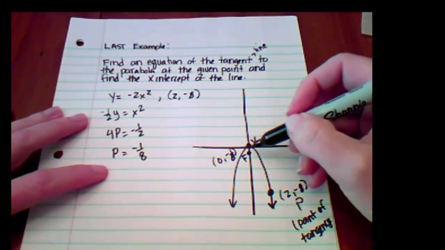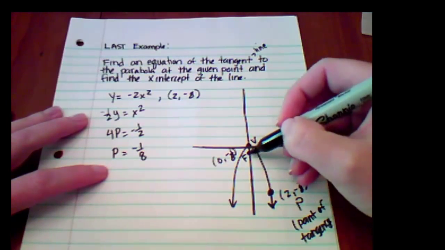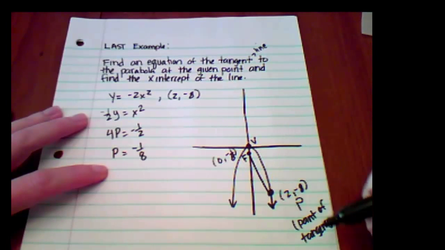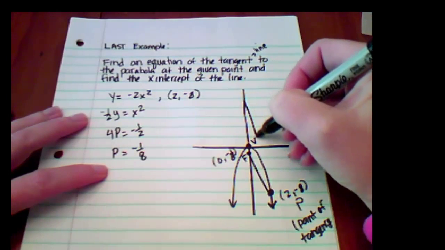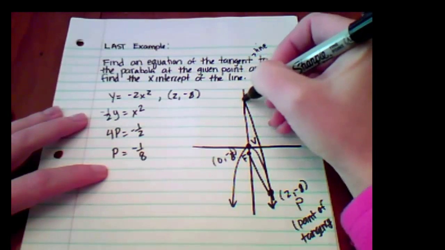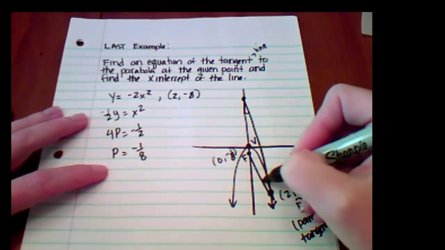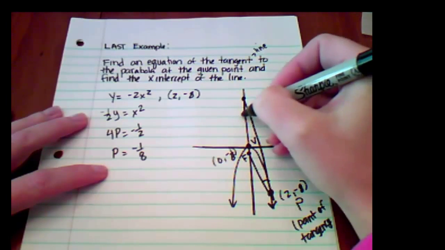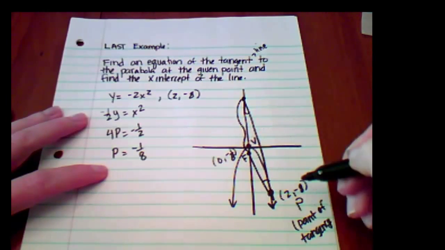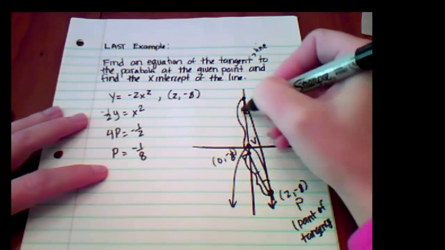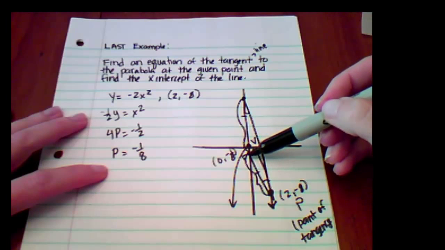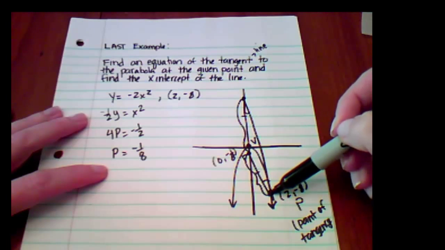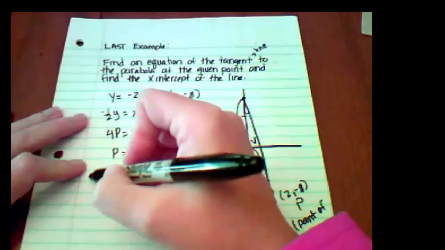By the reflective property of parabolas, if I draw a segment from F to P, the focus to the point of tangency, then it's also going to create an angle up here that is congruent. And if these two angles are congruent, it means that this distance here and this distance here are congruent. So what do I have to do? I have to find the distance between the point of tangency and my focus. So that's the distance formula.